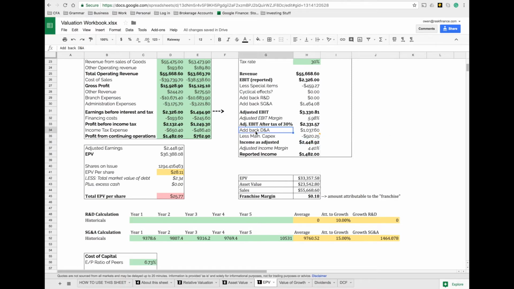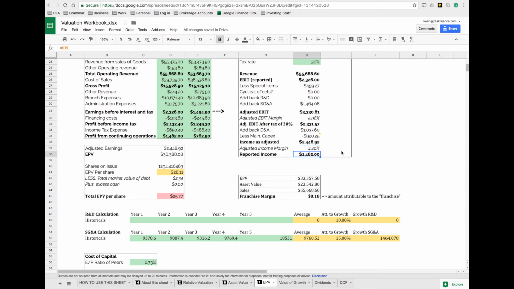And why are these two items after tax? It's simply because capex and depreciation and amortization are tax adjusted items on a company's financial statement, meaning they affect the taxable position of the company. So we have to do it on like for like terms after tax. So we have income adjusted, we've adjusted for depreciation and amortization, which is a non-cash item. We've adjusted for the growth portion in the capex expenditure, which I've assumed to be 50%. And that gives us an adjusted income margin of 4.4%.